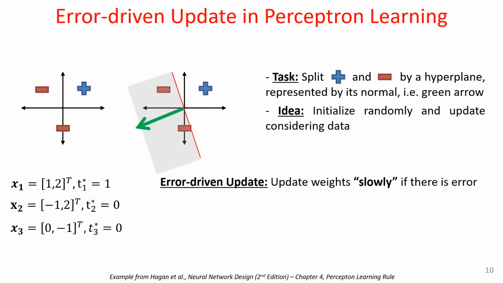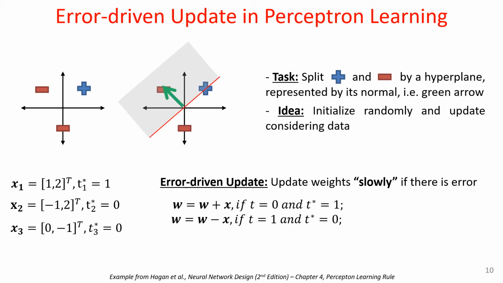Instead of these large changes, error-driven update aims to update the weights slowly when the model makes a mistake. For example, having observed the positive example in this setting, the normal vector is shifted towards this example slowly. The corresponding error-driven update can be simplified into a single equation such that W is the model parameters, X is the input data, T is the prediction of the model, and T star is the target label of the data.